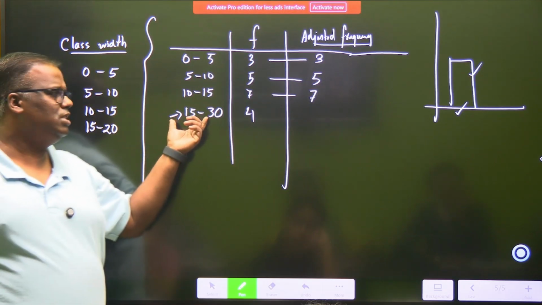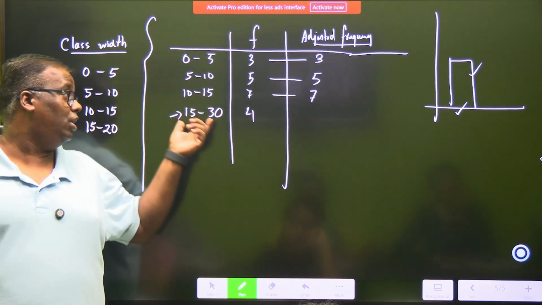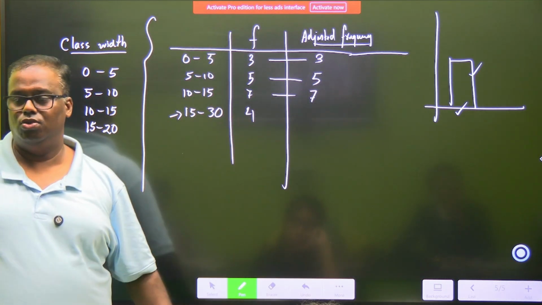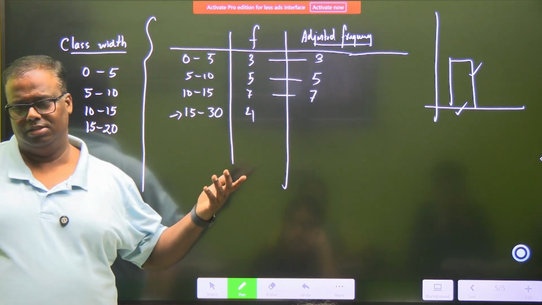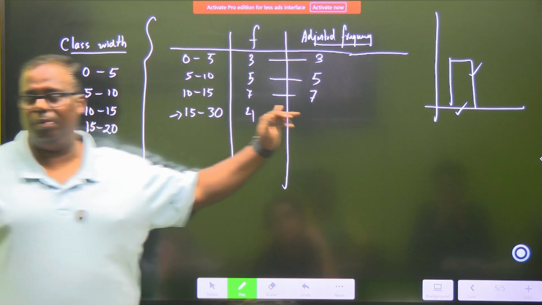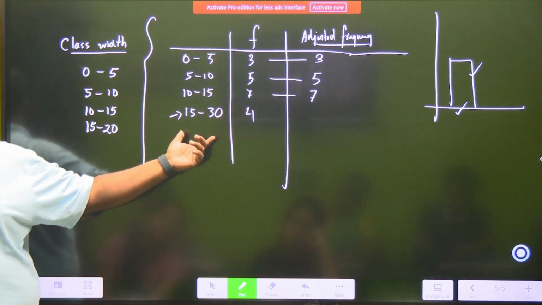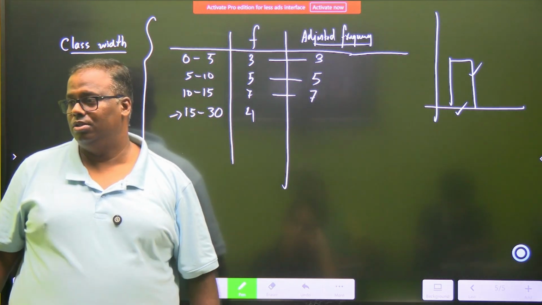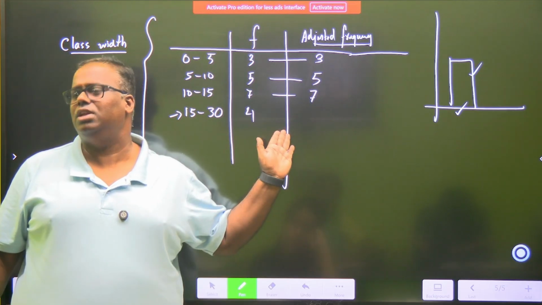How will you adjust this frequency? Common sense. For a gap of 15, you have got how much? 4. So for a gap of 5, you should get some blah blah. You need not remember the formula. Everybody is scoring for a gap of 5. This fellow's score is for a gap of 15. For 15 gap, he's scoring how much? 4. Got it? So for 5's gap, he should score 1/3 of 4.